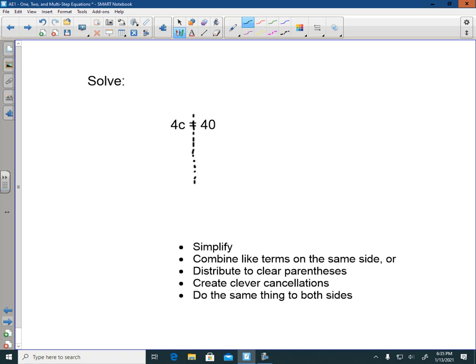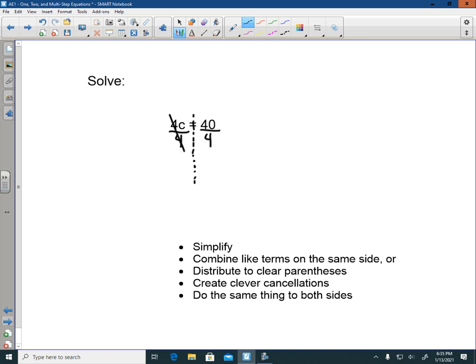We're going to jump right into creating clever cancellations and doing the same thing to both sides. This equation says 4 times c equals 40. And whenever you want to create a clever cancellation, you do the opposite of what you see. So here we see multiplication, so we're going to create a cancellation by dividing. And what are you going to divide by? The thing that's next to the variable. So in this case, it's a 4, and so literally we're just going to divide by 4, but we make sure to do it to both sides.